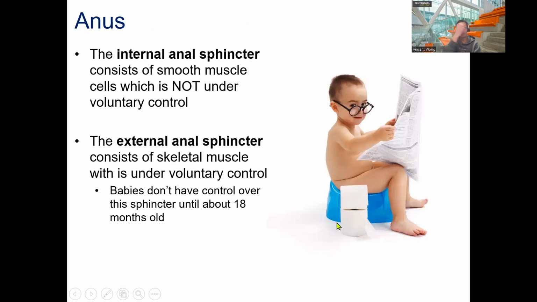There are two other sphincters before the stuff comes out. We have an internal anal sphincter and the external anal sphincter. The internal one we have no voluntary control over. That's the smooth muscle. But the external one, that's the one we can control. So we can hold it, so to speak, until we go to the bathroom and then do our number two. But babies, they don't have control over the sphincters. That's why they poop in their diapers.